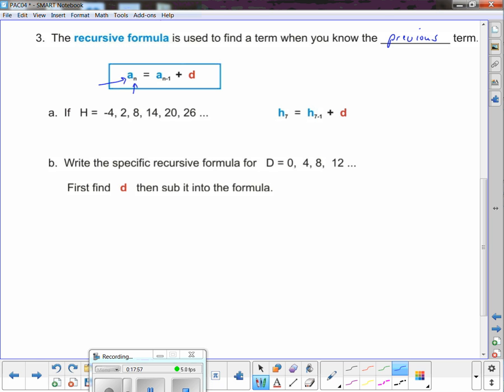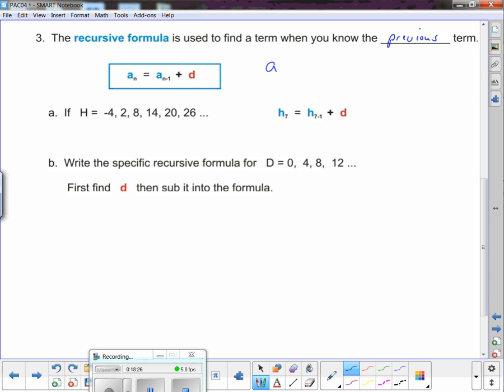If we're talking about the 7th term, it would be a sub 7. If we were talking about the 50th term, it would be a sub 50. If we're talking about the 3rd term, it would be a sub 3. So A tells us the A sequence. The subscript tells us which term we're talking about. So we try to get you guys to understand. So don't write this, just look.